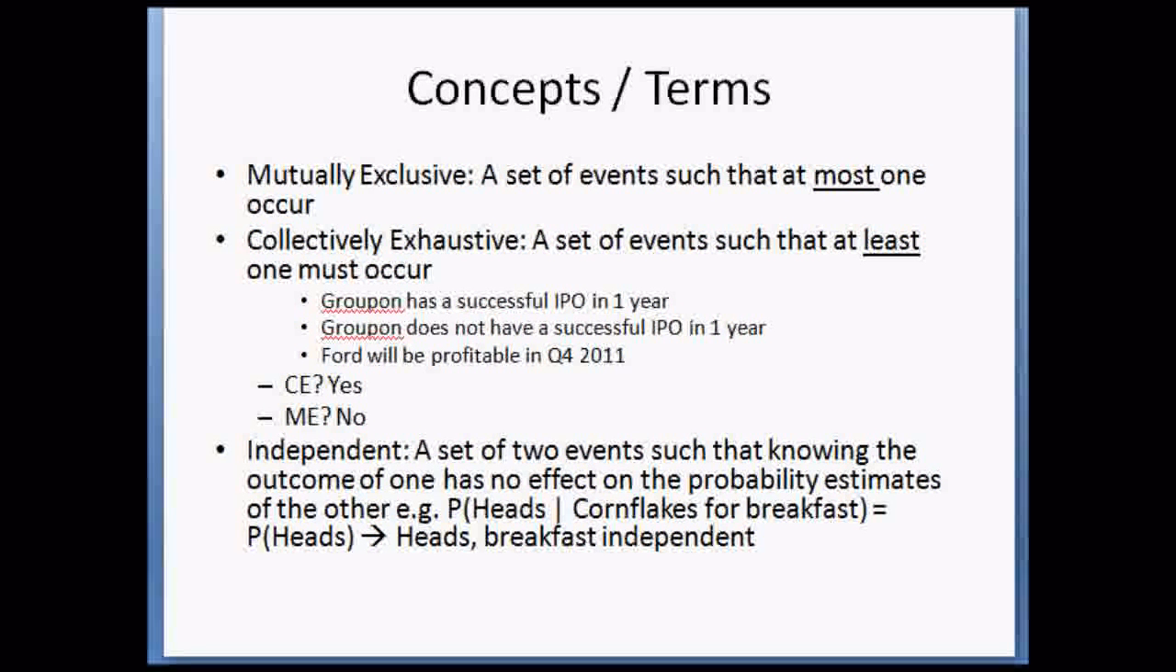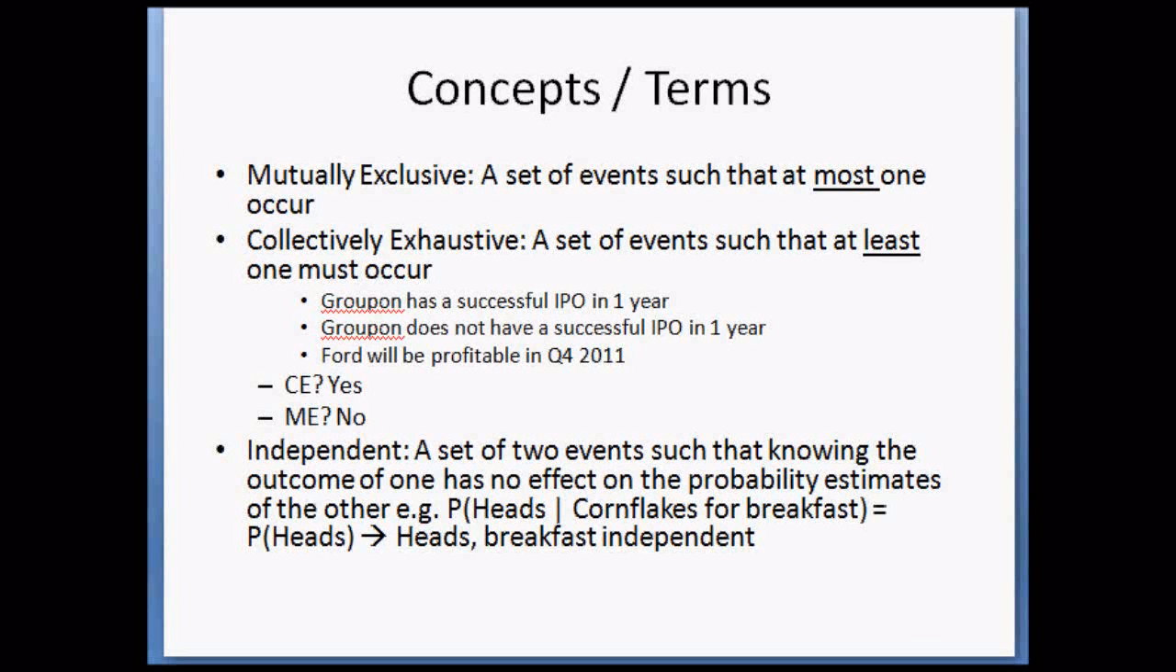So in terms of business, instead of coins in pockets, I could make a set of 3 events: Groupon having a successful IPO this year, Groupon not having a successful IPO this year, and Ford being profitable in the 4th quarter. Is this collectively exhaustive? Yes. Why? Because Groupon will either have a successful IPO or they won't. At least one of those has to happen. Is this set mutually exclusive? No. Why? Because Groupon can have a successful IPO and Ford can be profitable in quarter 4. Both can happen. So at most one occurring is violated.